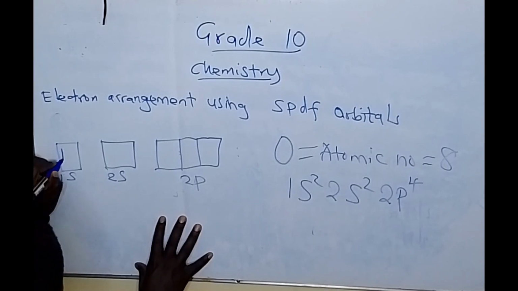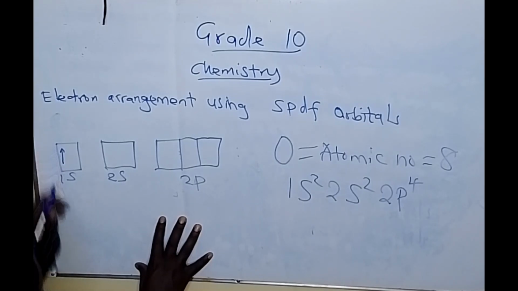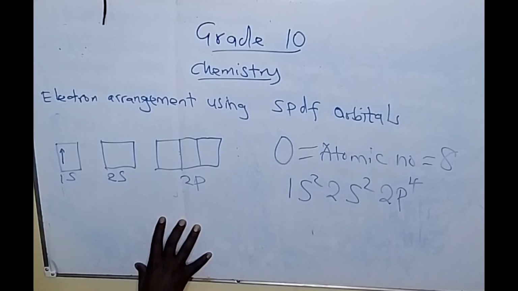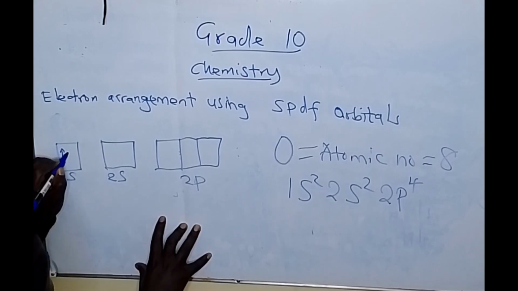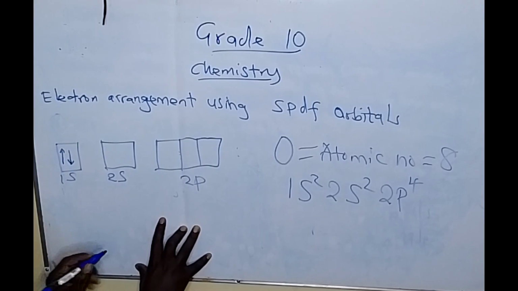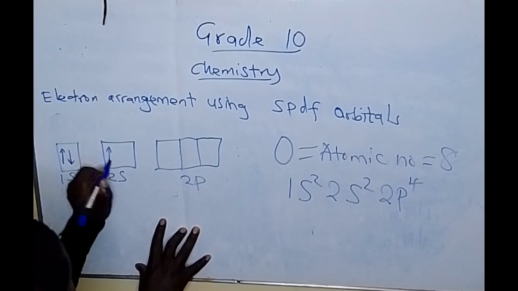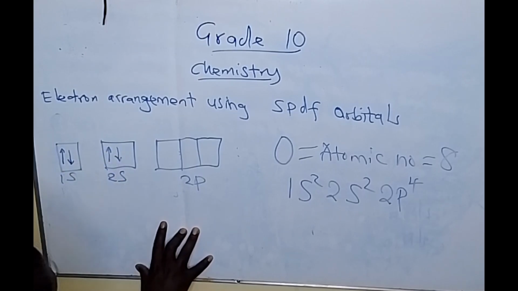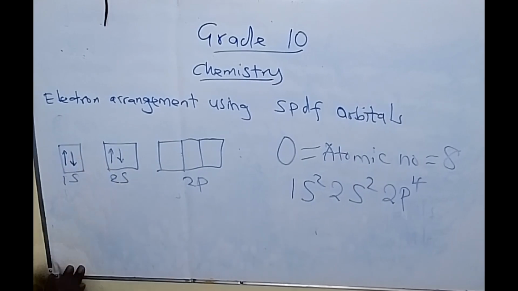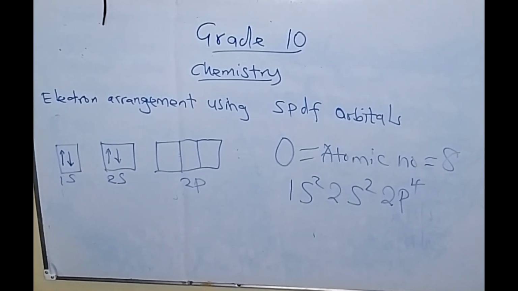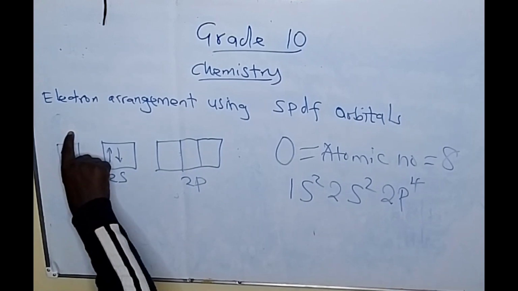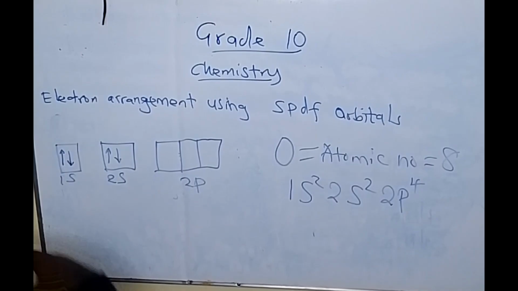The first electron is represented by an upward arrow. When you are pairing, you use the downward arrow. Same case for 2s: up arrow first, pairing down arrow. We use opposite arrows because we are trying to reduce, or prevent, the electron repulsion.